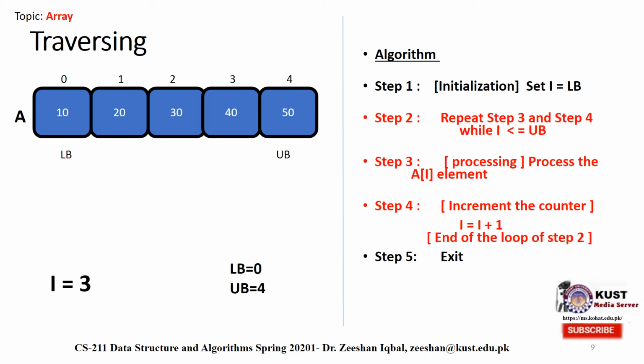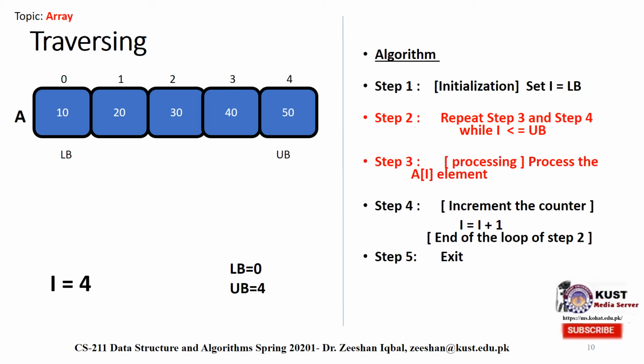After the execution of step number 4, we will again move to step number 2 for execution of the while loop. Now continuing from the previous section, the new I value will be 4. In step 2, again the while loop will be checked, that is 4 is less than or equal to 4, which is true again. So we have to repeat step number 3 and 4 again.